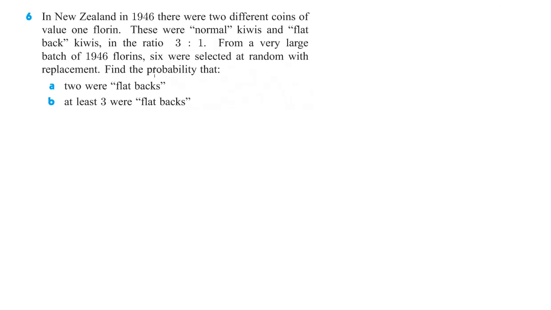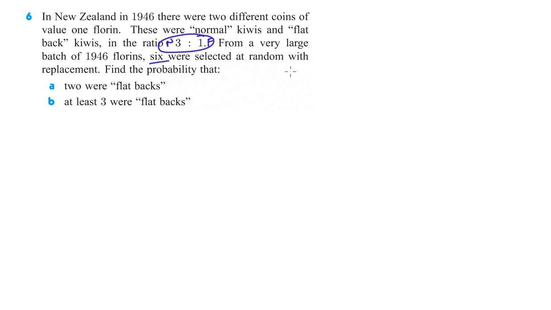Number 6. In New Zealand in 1946, there were 2 different coins of value 1 florin. These were normal kiwis and flatback kiwis in the ratio 3-1. From a very large batch of 1946 florins, 6 were selected at random with replacement. Find the probability that, and so on. So this is at a ratio of 3-1. This is the normal kiwis, and this is the flat kiwi, right?